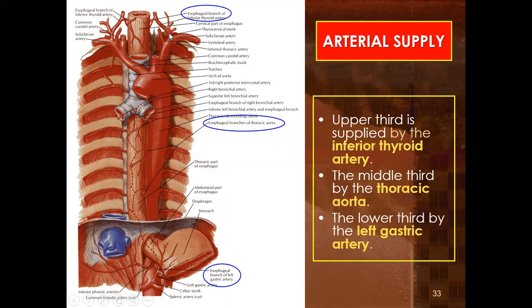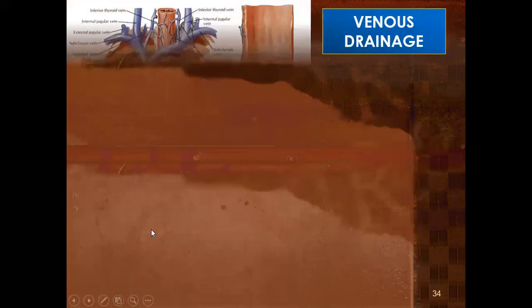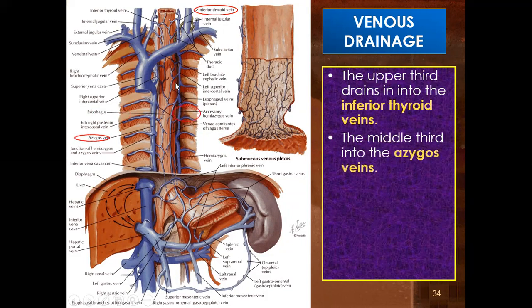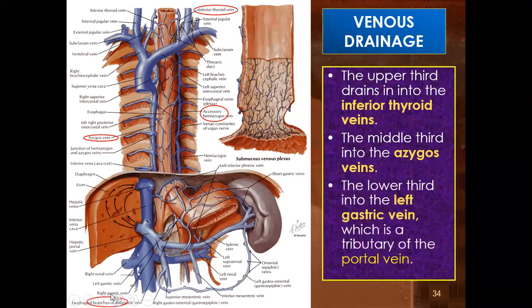Upper third by the inferior thyroid artery, middle third by branches from the thoracic aorta. As you can see here, these are branches coming from the thoracic aorta, and the lower part by the left gastric artery. Coming to the venous drainage, the upper one third is drained by the inferior thyroid vein, the middle third by the azygous vein, as well as the hemiazygous veins. Then the lower one third is drained by the left gastric vein.